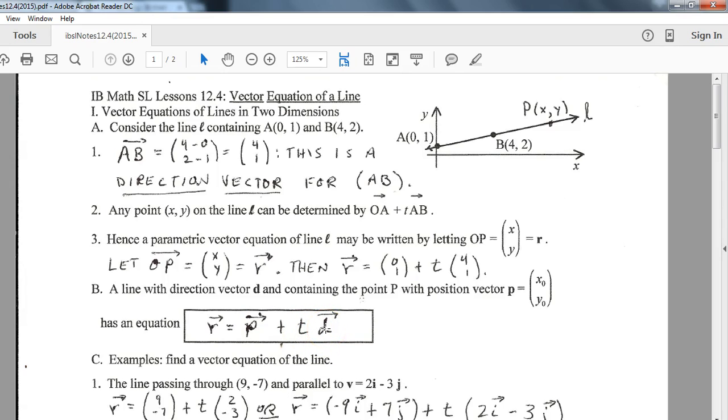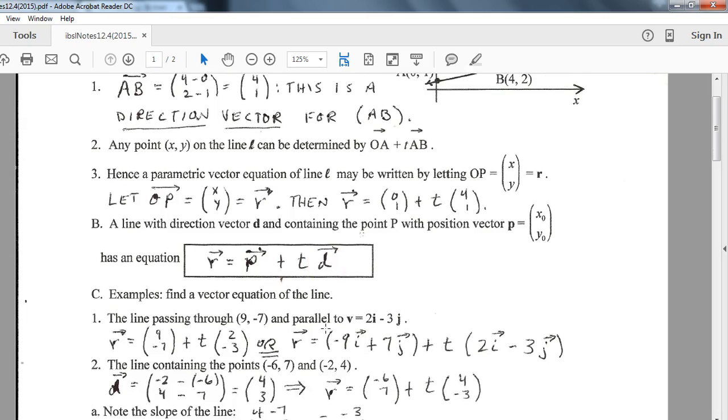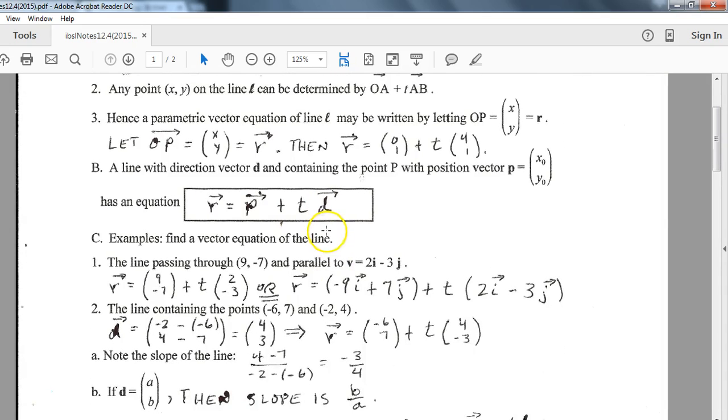Keep one thing in mind as far as vectors are concerned. The direction vector is always going to be used in terms of velocity. Whereas if we were going to do something like the speed, then we take the magnitude of the direction vector.